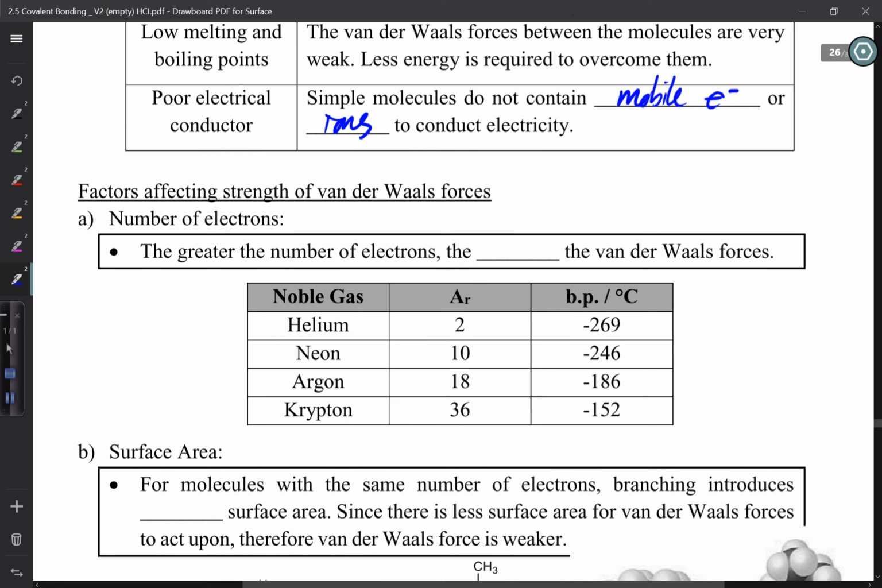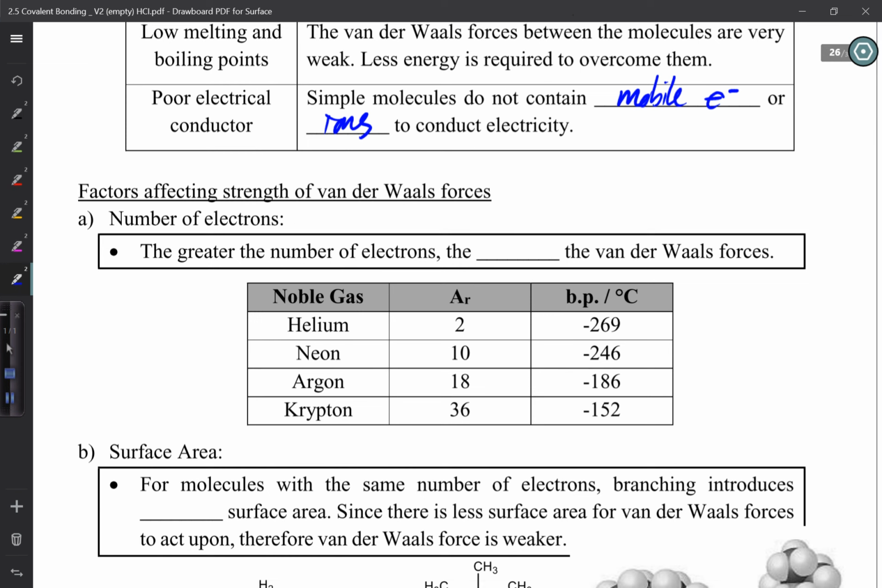Okay, let me ask you another question. What's the definition of an acid? An acid is a substance that dissociates to give H plus ions in water. In water, right?